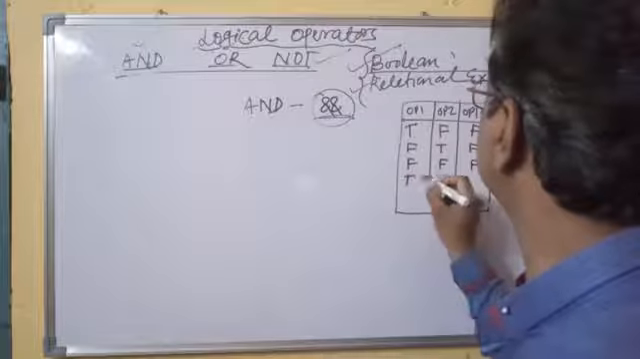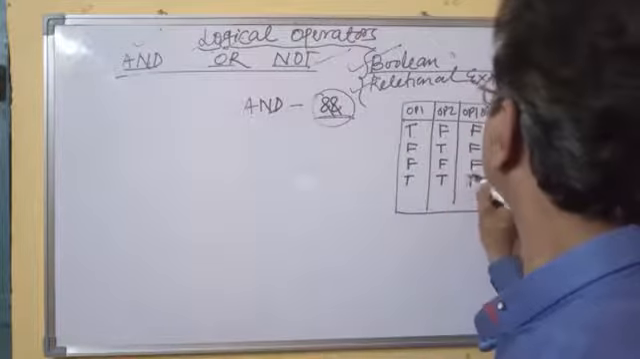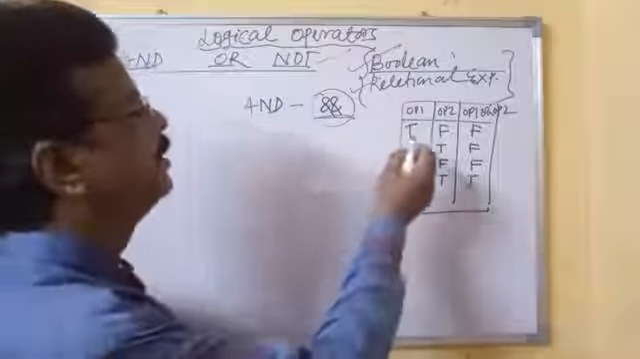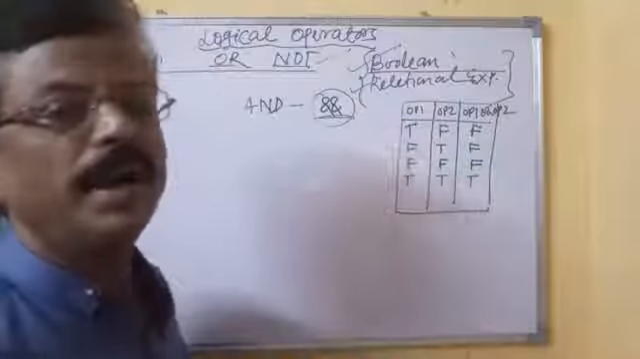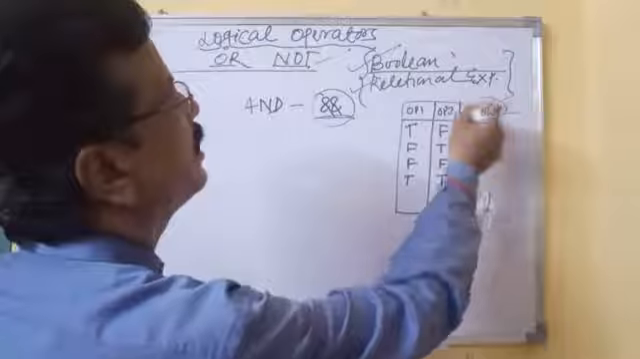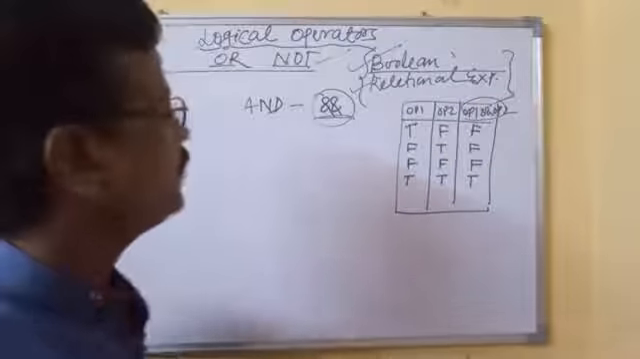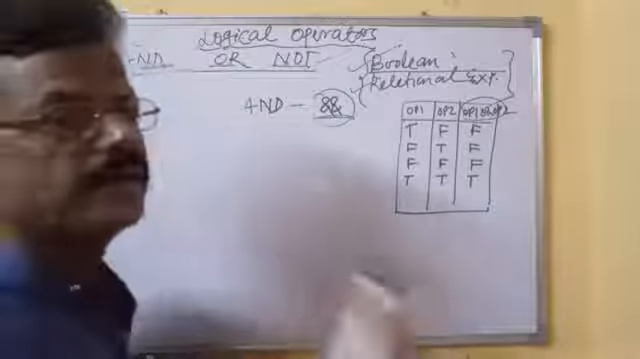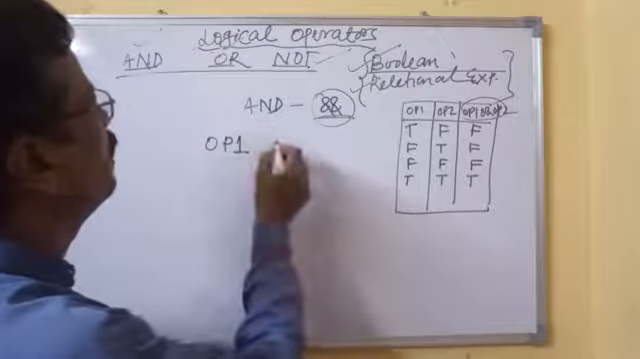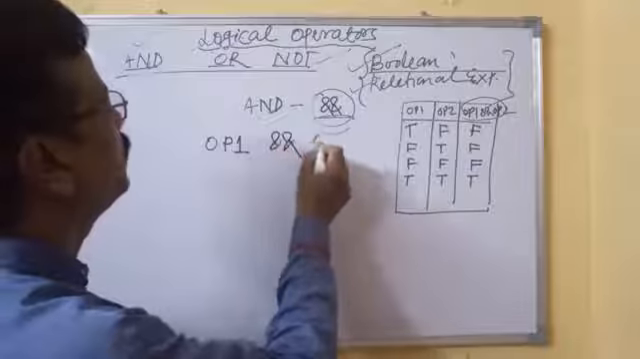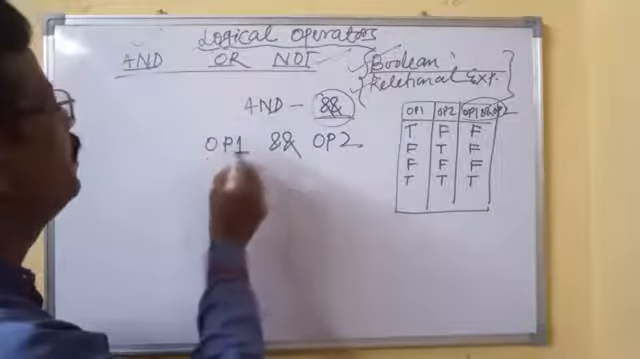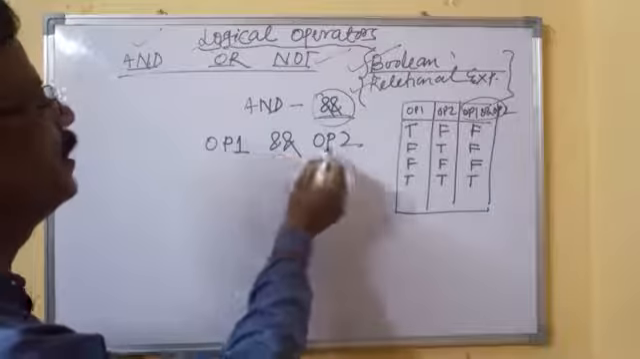If this is true and this is true, then only the answer is true. This is the rule followed by the AND operator. First, OP1 means operand 1, OP2 means operand 2, and this one is the final answer. Suppose you write an expression; the format of writing is OP1, the AND operator, and thereafter OP2. In this manner you have to write. Here OP1, then the AND operator, then OP2.